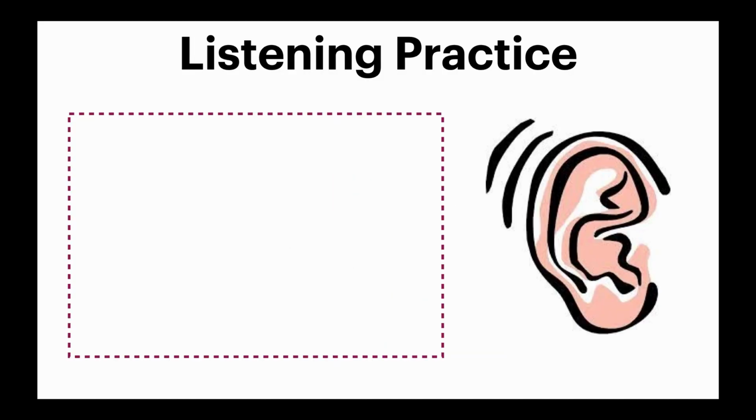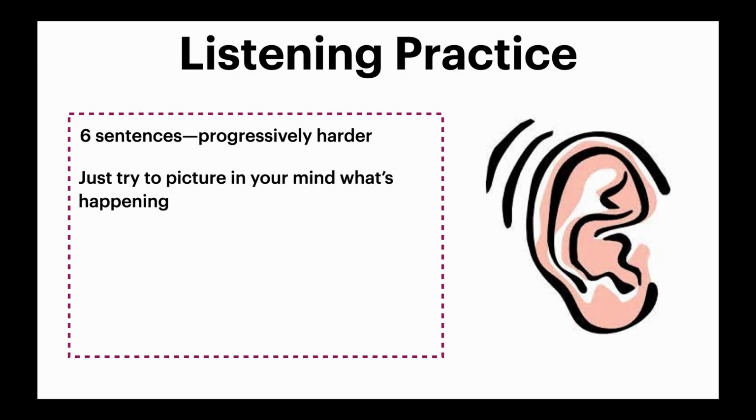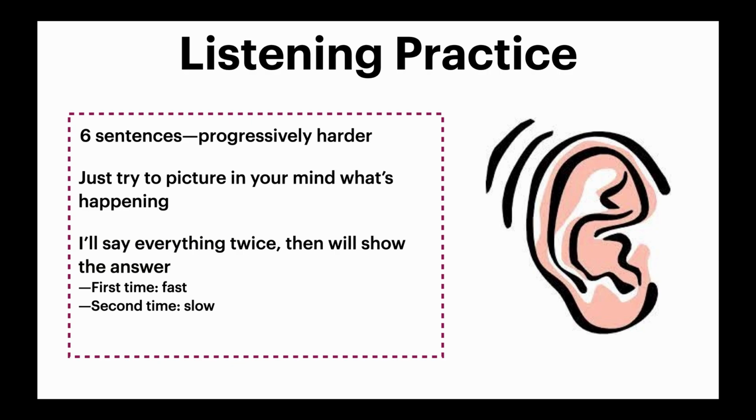And the last thing that we're going to do today before this video gets way too long is just a little bit of listening practice. There are going to be 6 sentences and they're going to get progressively harder as we go. Don't worry about translating them into English, just try to picture in your mind what's happening. I will say each sentence twice and then I will show you the answer. The first time I will say fast, and then the second time I will say it much slower. Are you ready? Number 1.